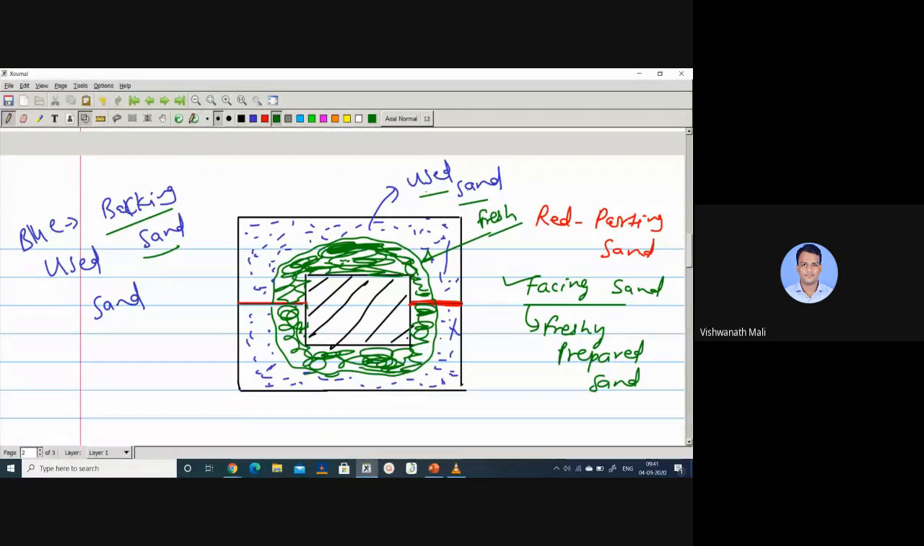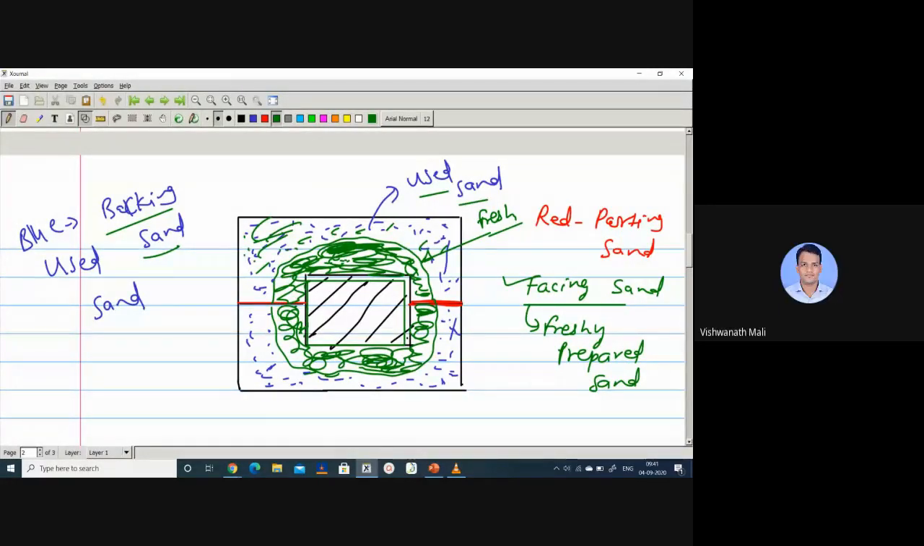Now see, it is not economic to use this whole sand as fresh sand, as this requires more molding sand. To avoid that, only the part which is near the pattern gets this fresh sand, that is facing sand, and to back this sand we use this already used sand, that is called backing sand. Understood this part?